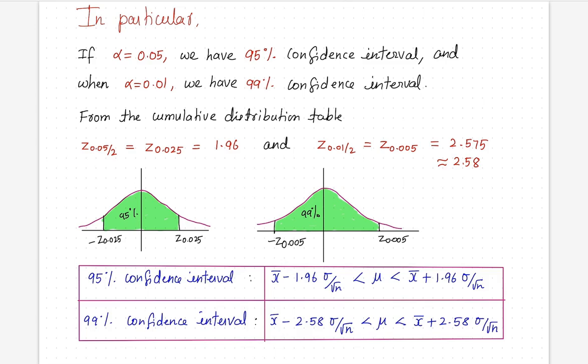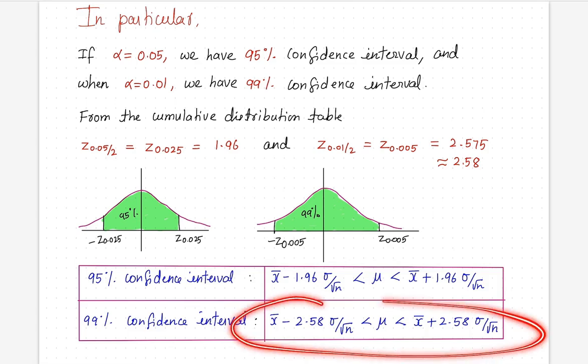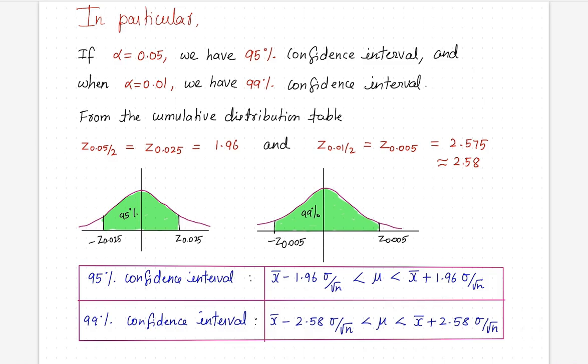If alpha is equal to 0.05, z alpha by 2 is nothing but 1.96. If alpha is equal to 0.01, then z alpha by 2 will be approximately 2.58. Thus, the 95% confidence interval is x bar minus 1.96 sigma divided by root n, and x bar plus 1.96 sigma divided by root n, and the 99% confidence interval is this. It's worth remembering these numbers, 1.96 and 2.58, because frequently we may ask questions on the 95% and 99% confidence intervals. If not, you can look into the table.